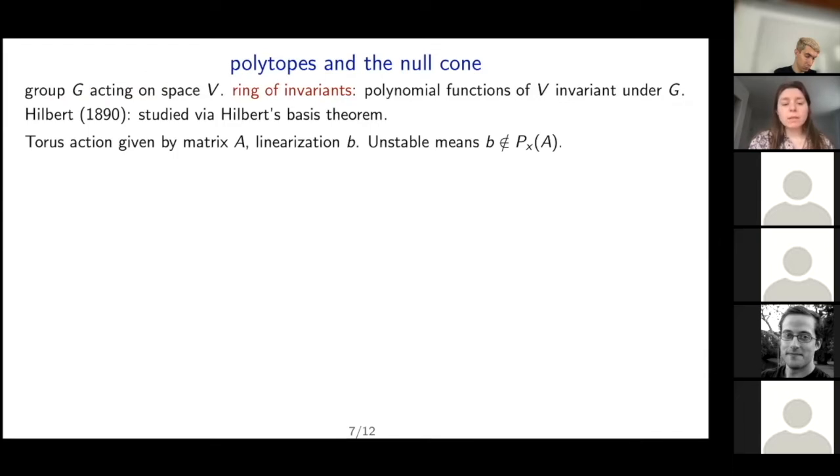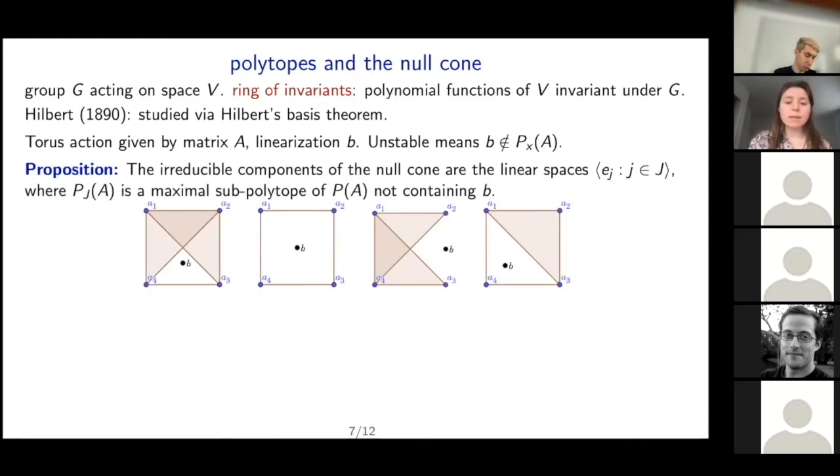So for the torus action given by the matrix A with linearization B, a point being unstable means B is not in this polytope Px of A. So that's what I said on the previous slide. So this means we can describe what the irreducible components of the null cone look like. They will be various linear spaces, since the membership or non-membership of a point in the null cone only depends on its support. So the linear spaces we get are indexed by sets J such that the polytope Pj of A is maximal in P of A, but not containing the vector B.